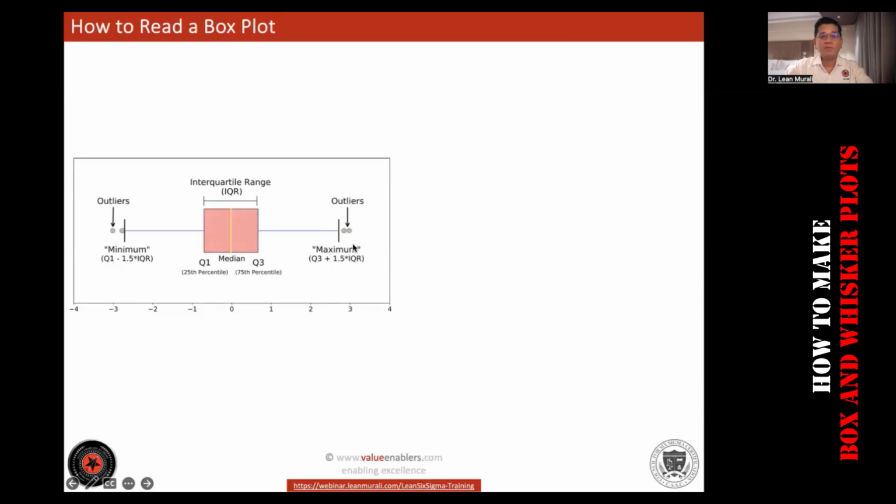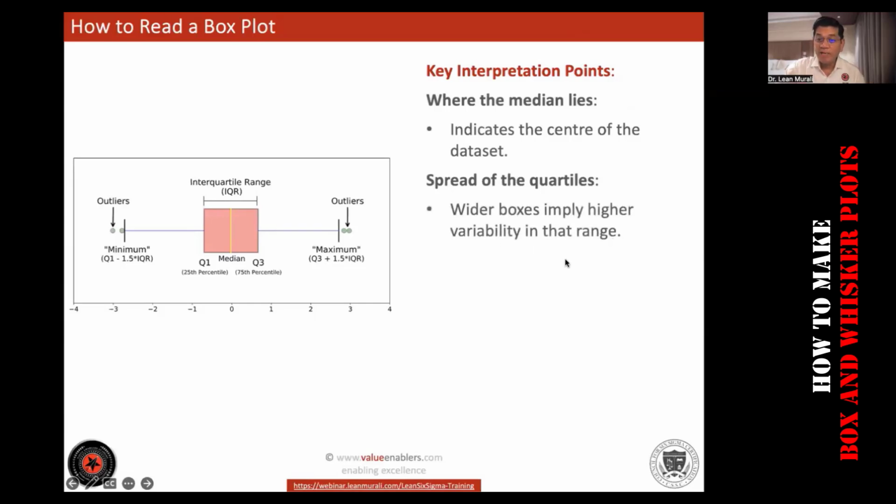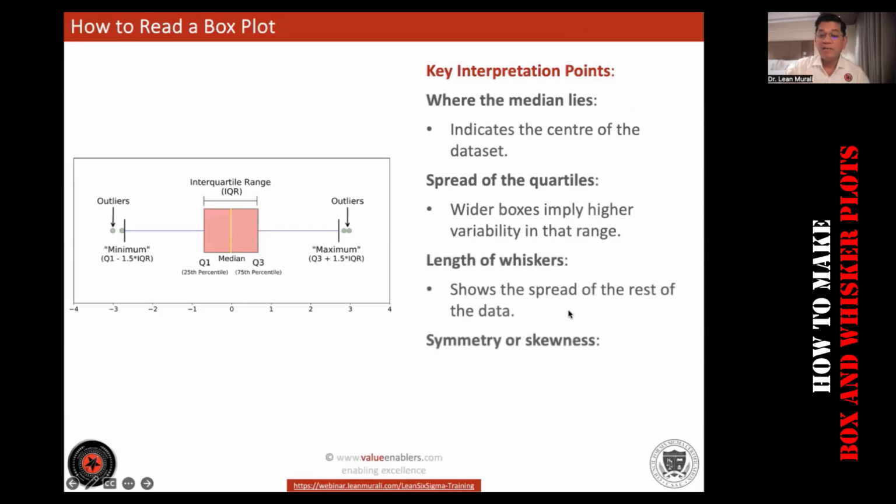How to read a box plot. We have explained this enough times, but I will explain one more time. Interpretation: where does the median lie? It indicates the center of the data set. Spread of the quartiles: a wider box implies higher variability. The length of the whiskers shows the spread of the rest of the data. For skewness, compare the length of the whiskers and the box. Unequal lengths of the whiskers show that there is skewness in the data.